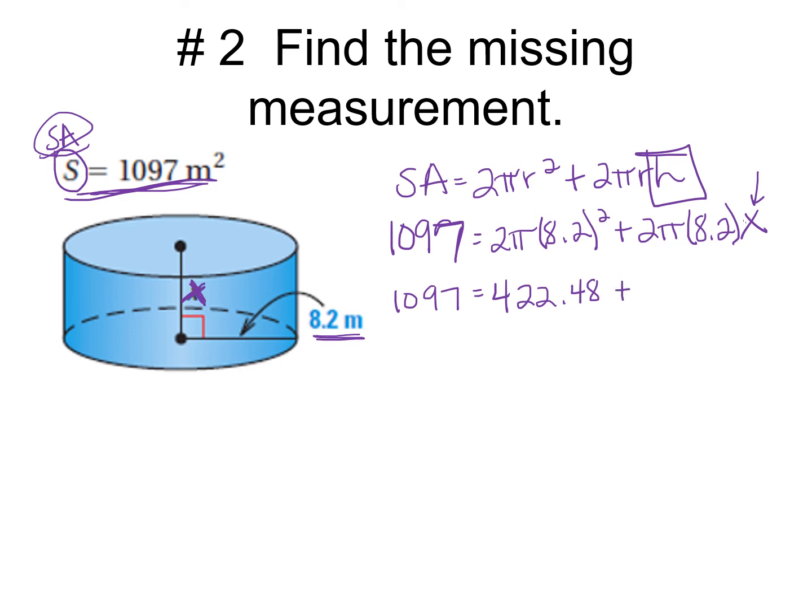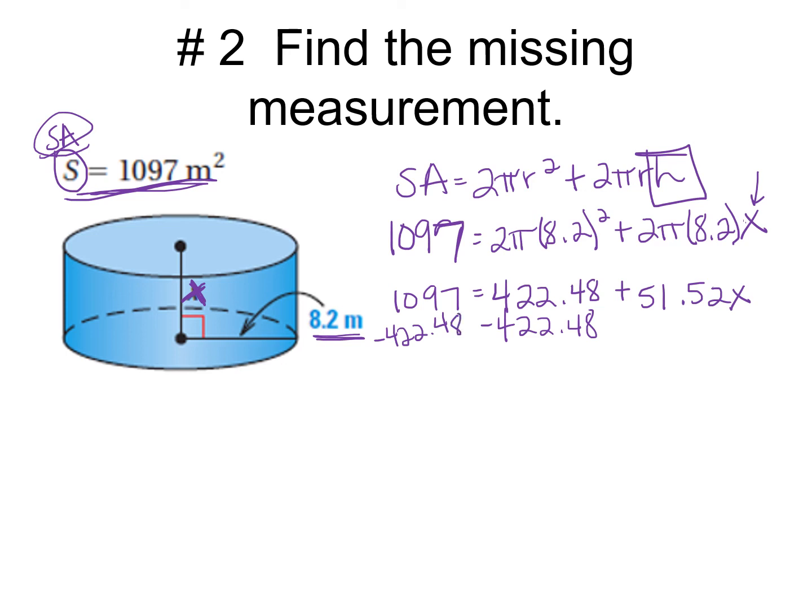Now I'm going to figure out what that number is in front of the x. I'm going to take 2, use my pi button, then type left parenthesis, 8.2, right parenthesis, and that gives me back the number 51.52. And I still have that x back here. So it looks like I now have an algebraic equation that I need to solve. So I'm going to subtract 422.48 from both sides.